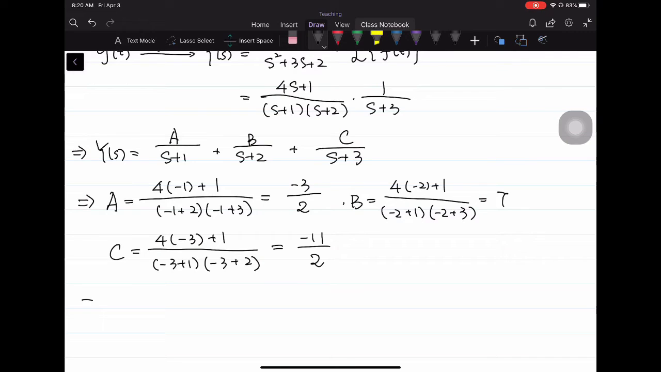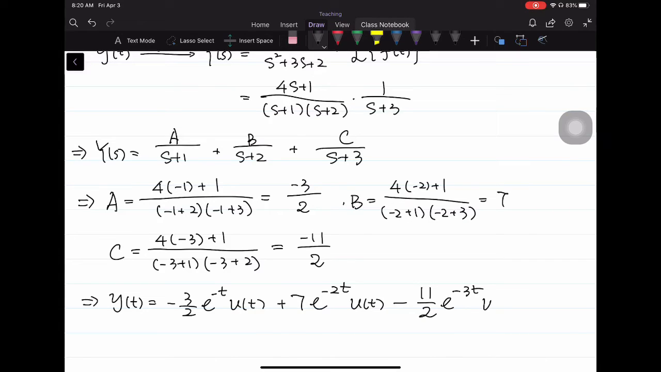So that means I can directly write down y of t now. When you get more proficient with this process, as soon as you have obtained all the constants, you apply the inverse Laplace transform of the building block signals, the exponential signals in this case, and you can get the zero state response immediately. Minus 11 over 2 e to the negative 3t u(t).